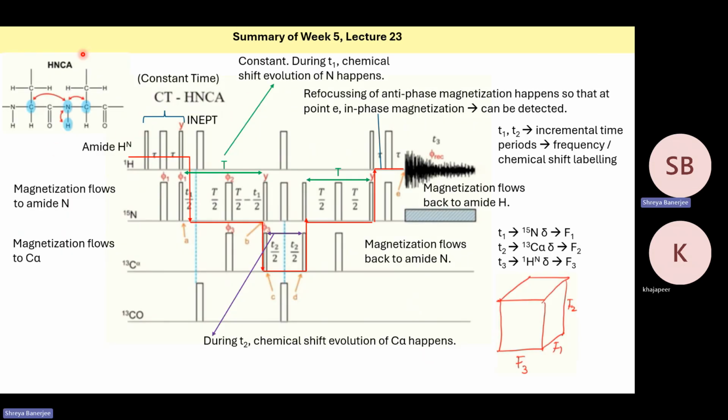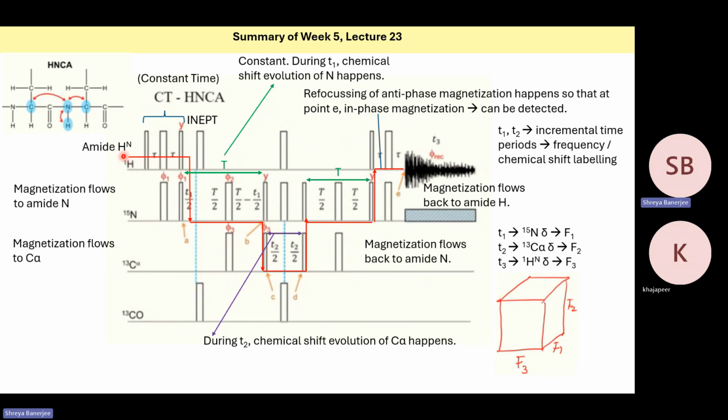Now we look at some of the pulse sequences of these triple resonance experiments. So we have HNCA, but there is a modified version of HNCA called CT-HNCA, where CT stands for constant time. We will briefly look into the pulse sequence of this. We don't need to go too much into the detail. The excitation of HNCA starts from the amide H, also written as HN. That is what is shown here.